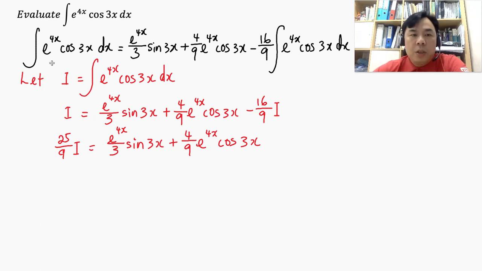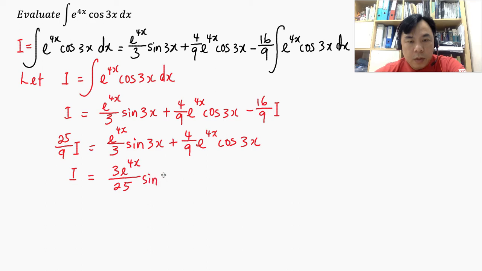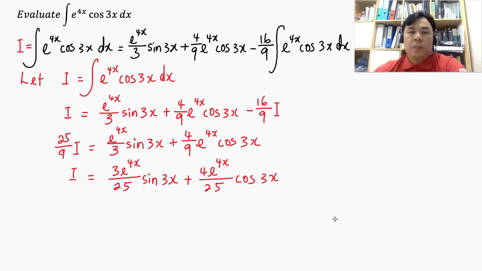And then of course, our intention is to obtain this as our I here. So what will be this integral? Therefore, this integral will be the same as, what do we have here? Let me see. That will be 3 over 25 sine 3x. And then this part here would be, let me see if I got it right. Yeah, correct. So the other part will be 4e^4x over 25 cosine 3x. All right, and then there you have it.